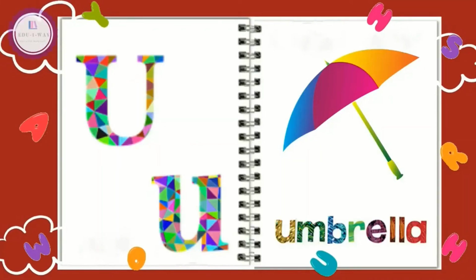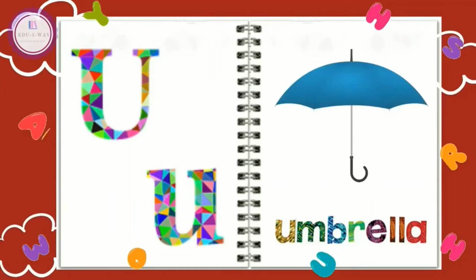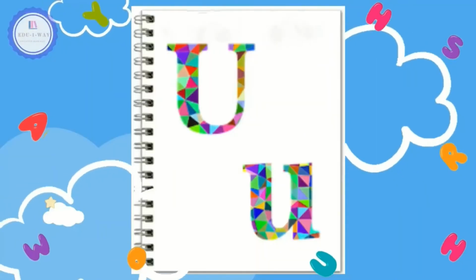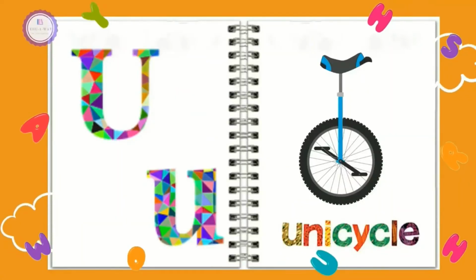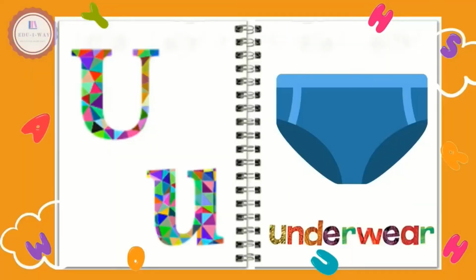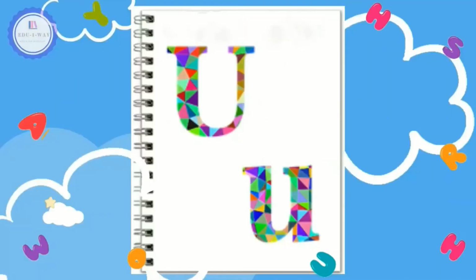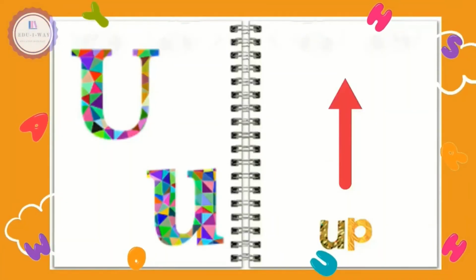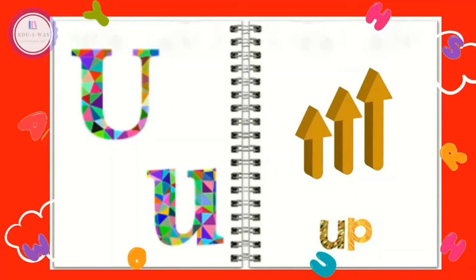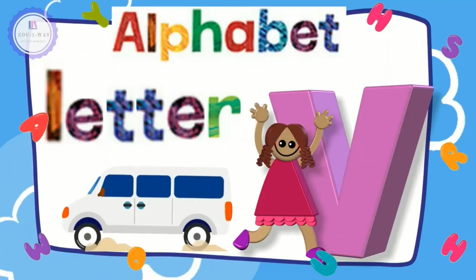Again! U for umbrella. Umbrella, umbrella, umbrella. U for unicycle. Unicycle, unicycle, unicycle. U for underwear. Underwear, underwear, underwear. U for up. Up, up, up. Good job! Letter V.